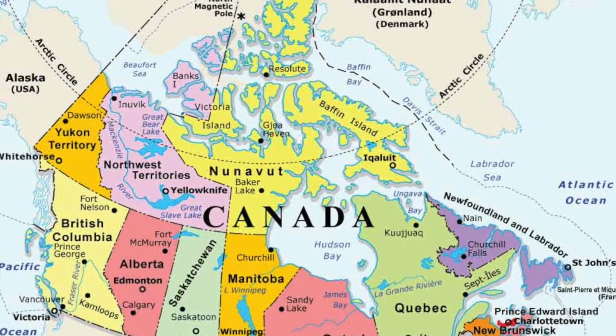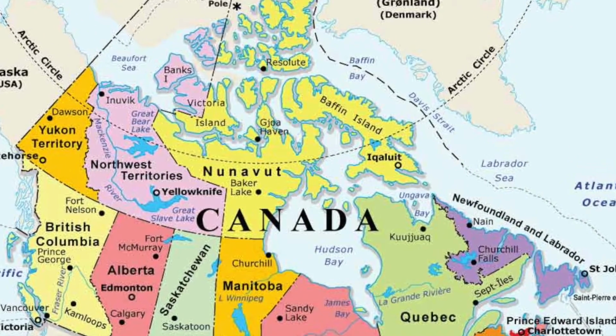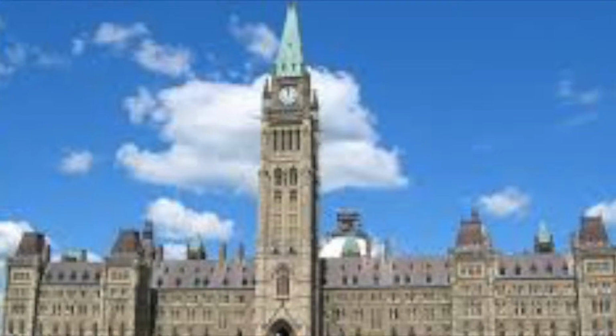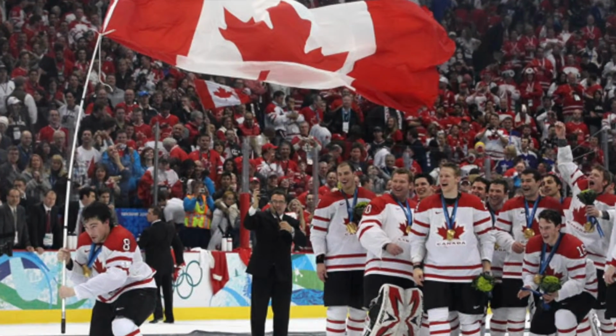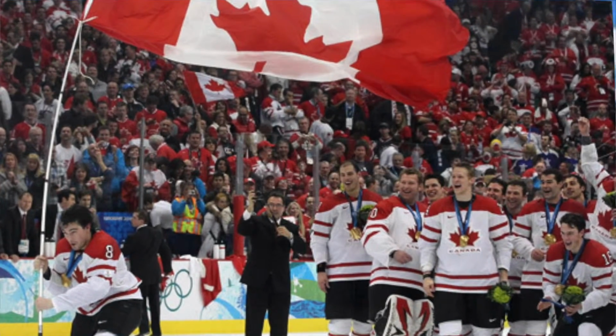Canada is the second largest country in the world. It has 33.5 million people of population. Its capital is Ottawa. Canada is located in the northern part of America. Its national sport is ice hockey.